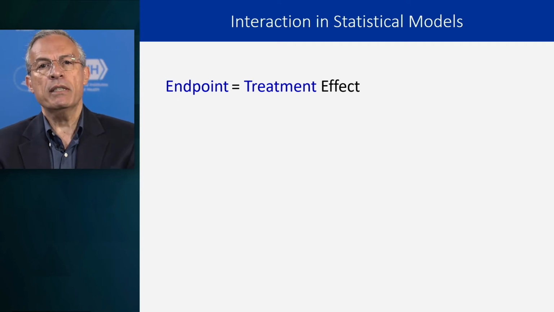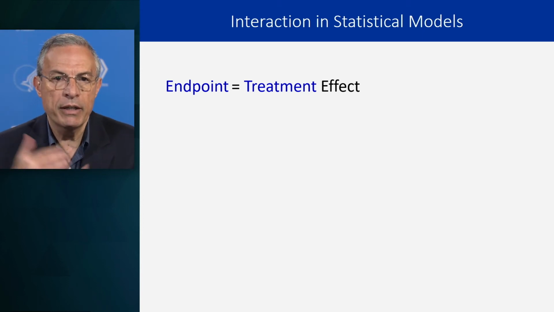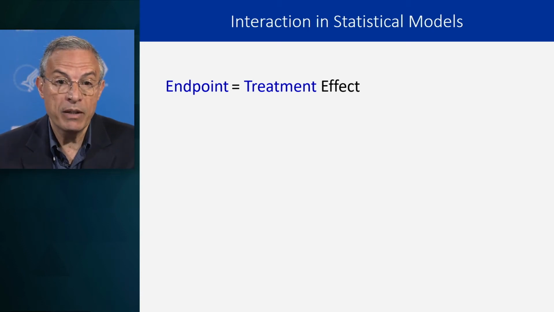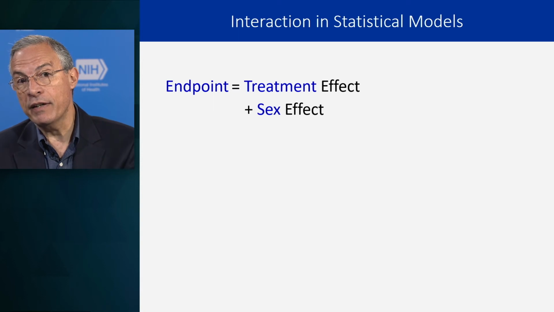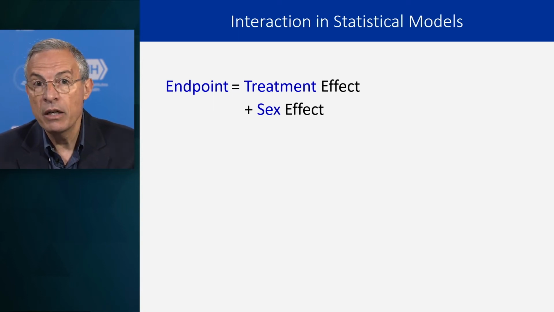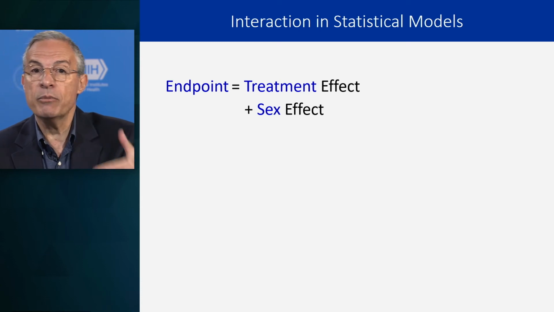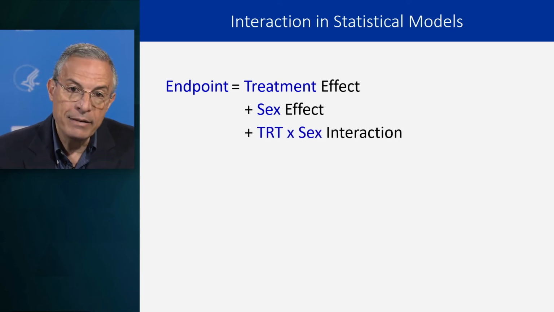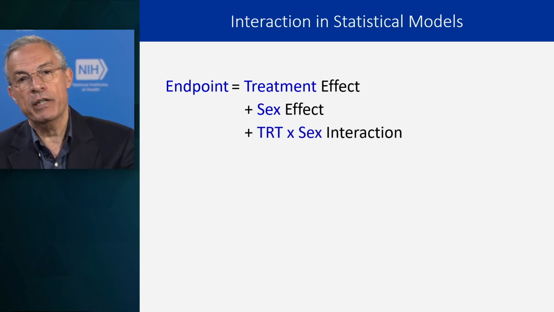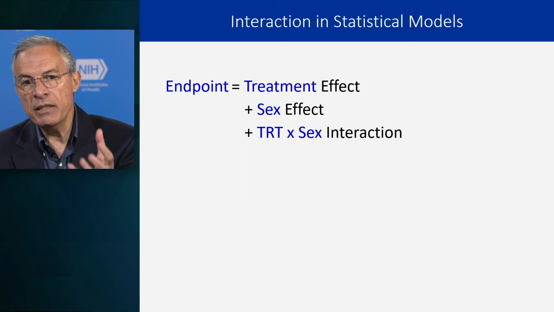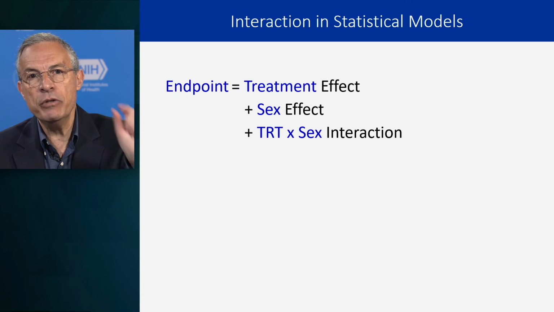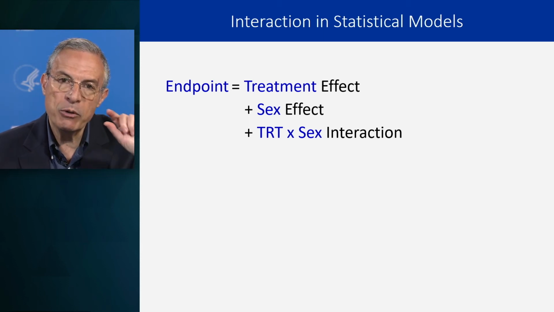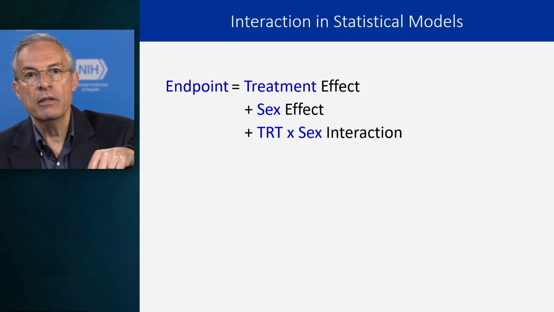So we put a statistical model and we have an endpoint where we say, okay, there's the treatment effect. This is whether the medication is better than placebo. That's what we test. Then we have a sex effect. We add a sex effect in the model. And that answers the question, is there a difference between females and males overall, over both treatments? And then we add a treatment by sex interaction. So what does a treatment by sex interaction really mean? It means, is the treatment effect different for females and males? Is the difference between placebo and medication different between males and females?